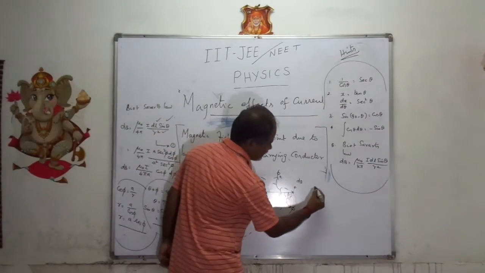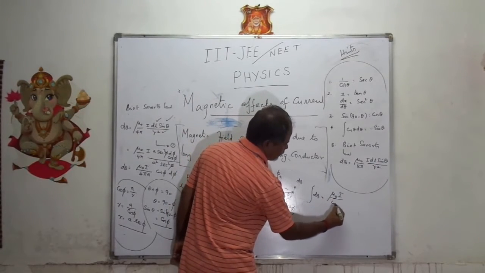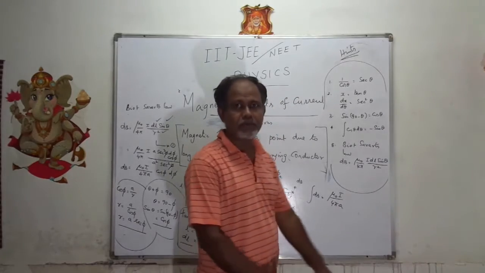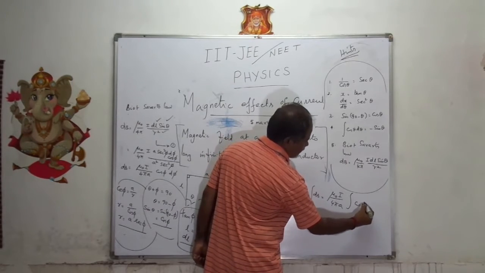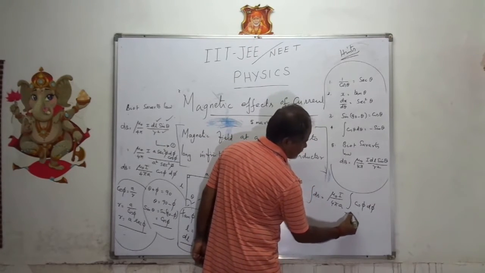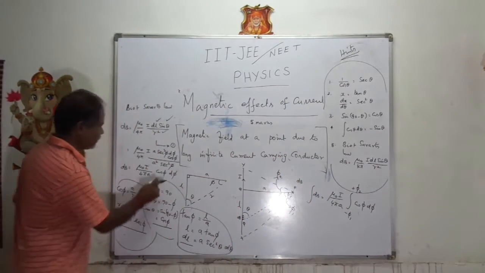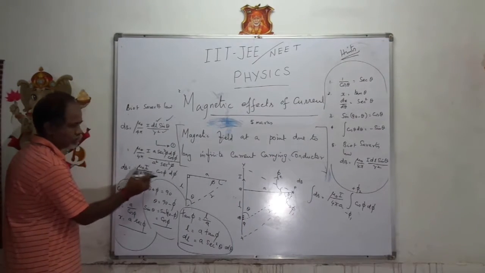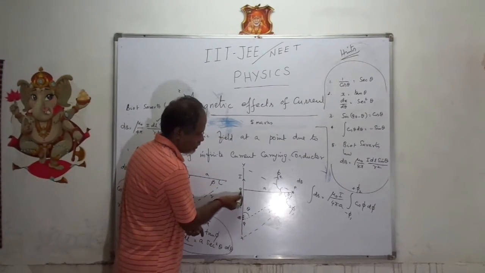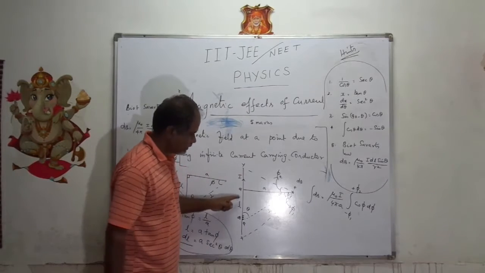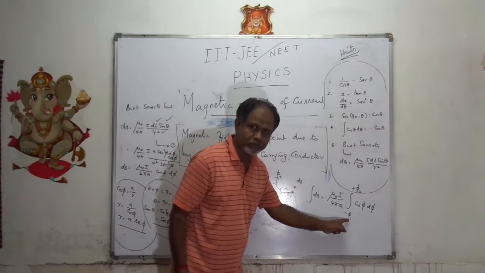Then what will happen? Integral dB is equal to mu naught I by 4 pi a, then integral cos phi d phi from minus phi 1 to plus phi 2. These are not variables, all those things are constant, just bring them out of the integral. Then integrate it, with limits minus phi 1 and phi 2. This is a negative slope, this is a positive slope, so I put a minus sign here.